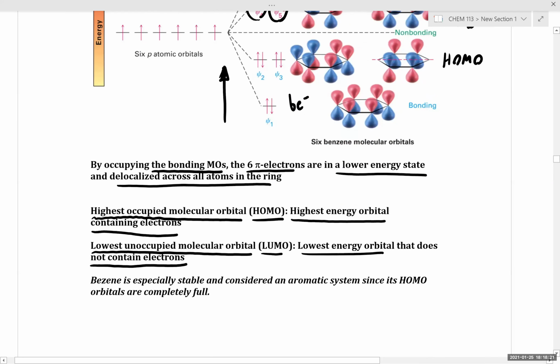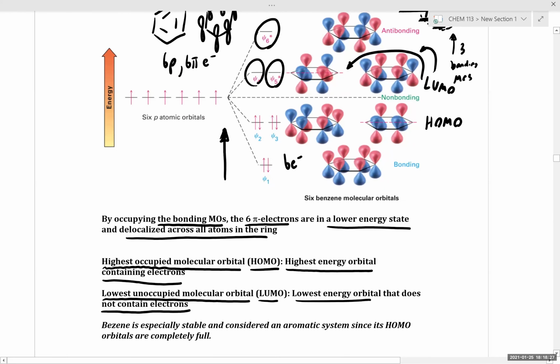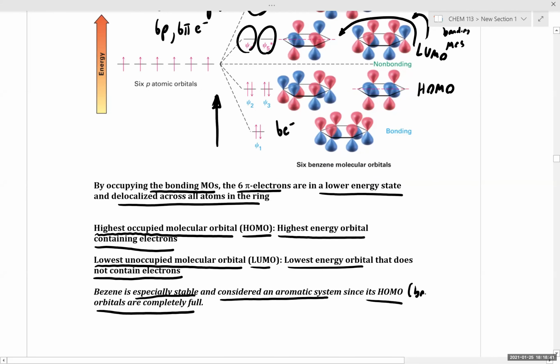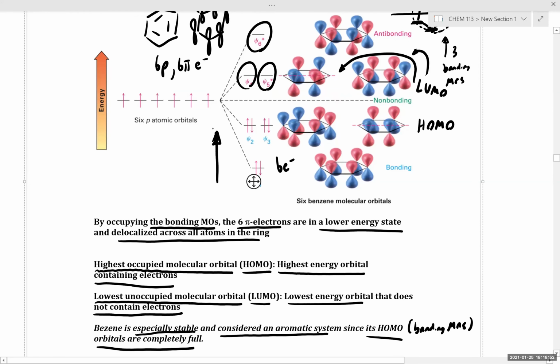Now, we can conclude from this diagram, benzene is especially stable and considered an aromatic system since its HOMO orbitals are completely full and its bonding molecular orbitals are completely full. Does everyone see how in benzene, our bonding molecular orbitals are completely filled and we have not filled any of our anti-bonding orbitals? Does that make sense to everyone?